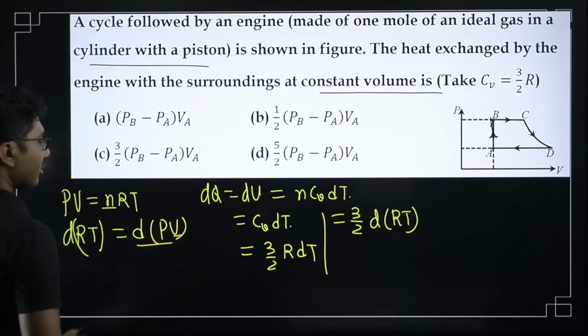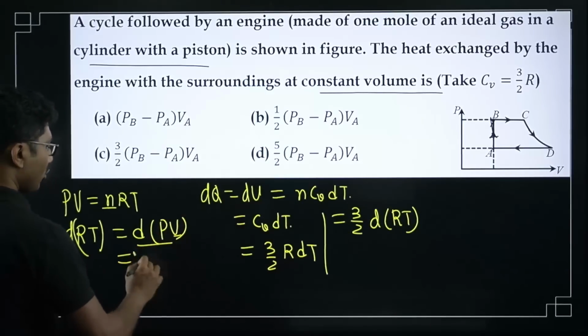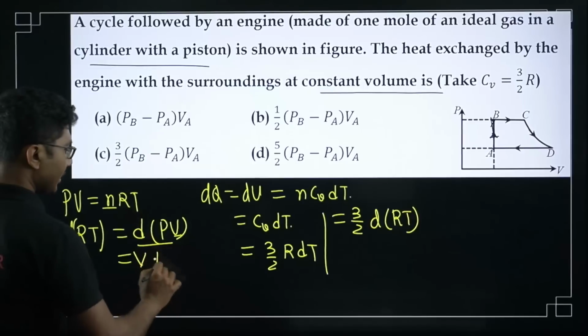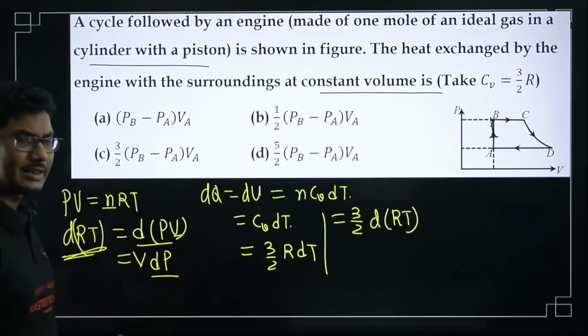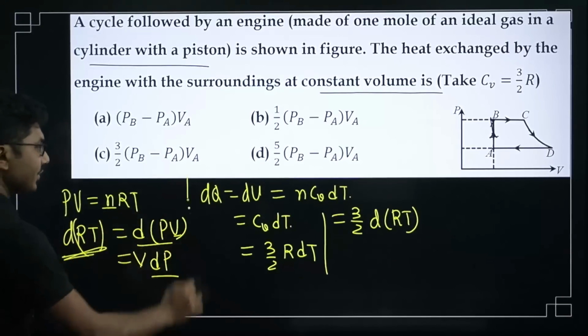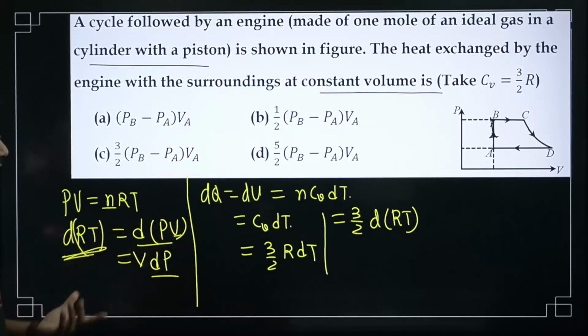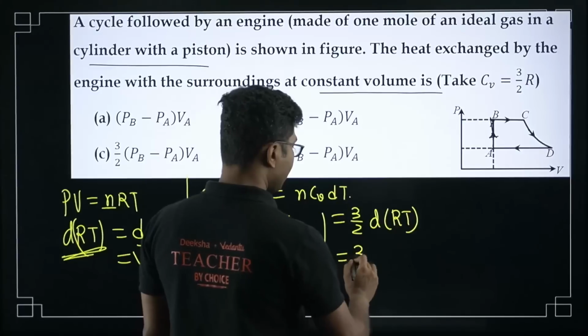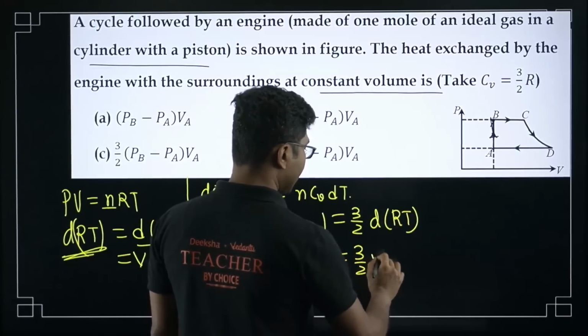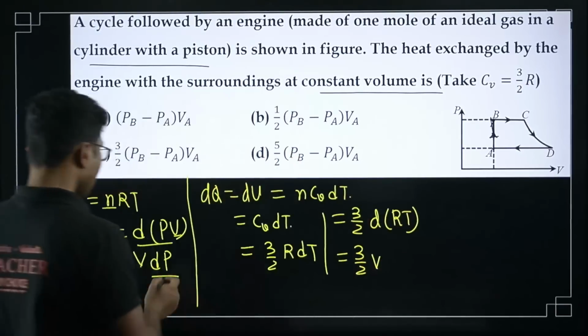Now volume is constant in this given case, so that means V into dP. So d of RT is nothing but V into dP. Just a little bit of knowledge of differentiation can make or break it. So now here what you have to do is 3 by 2 V into dP.